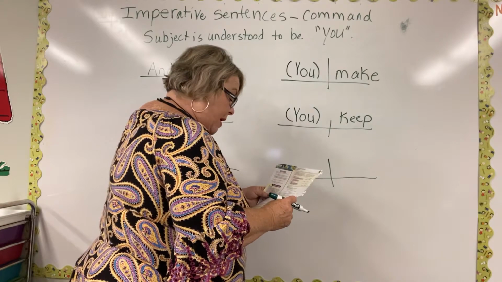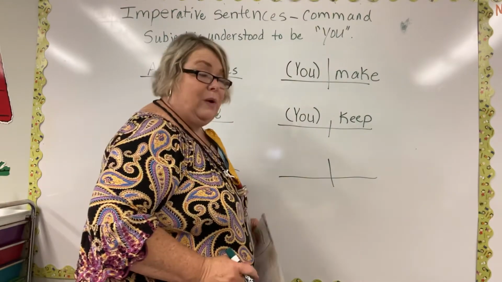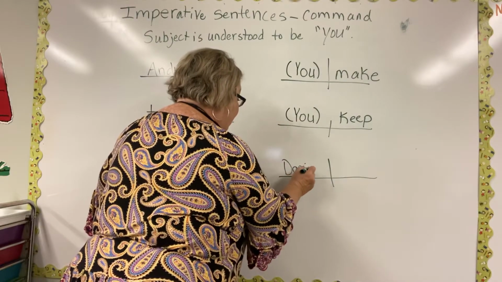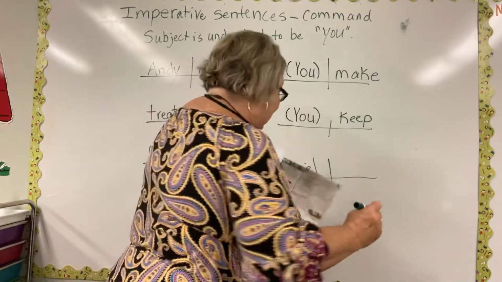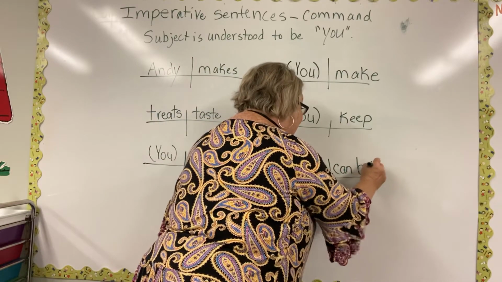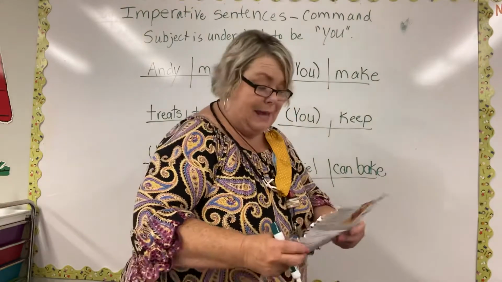And number 7, Daniel can bake the brownies tonight. So we see a subject in that one, don't we? It's not understood to be us. We see a person. Daniel is who that sentence is about. And Daniel can bake. Can is our helping verb for the action verb bake.